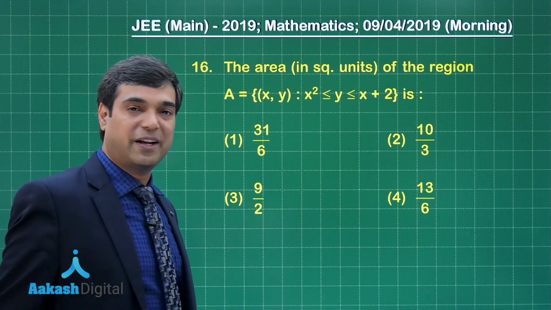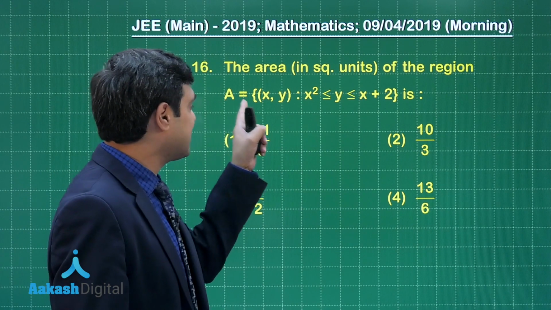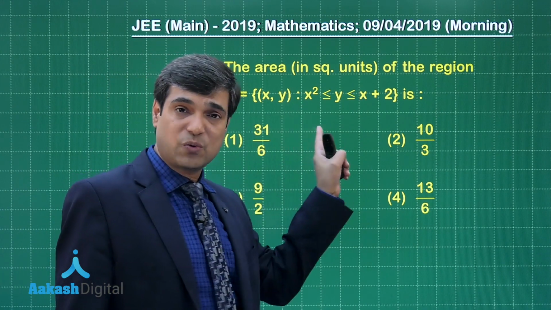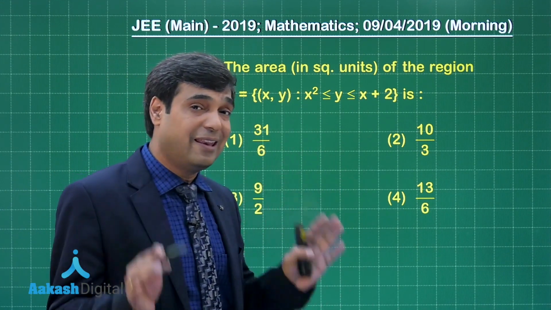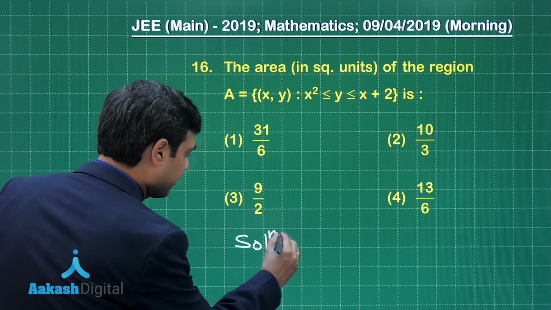Let's take the next one, that is question number 16. The area of the region A equals {(x, y): x² ≤ y ≤ x + 2}. So let's try this question.